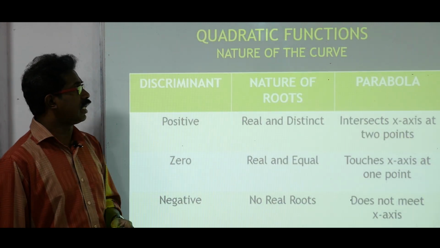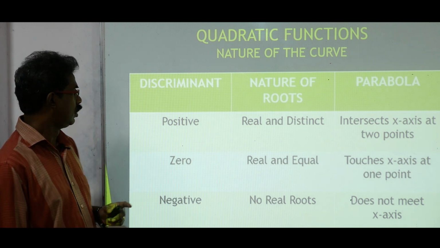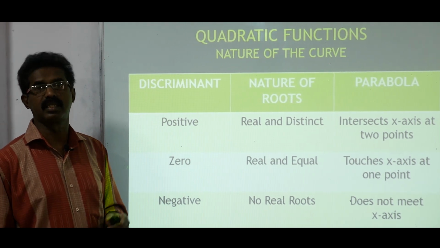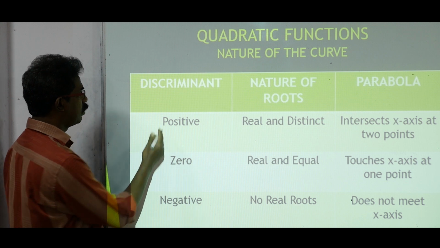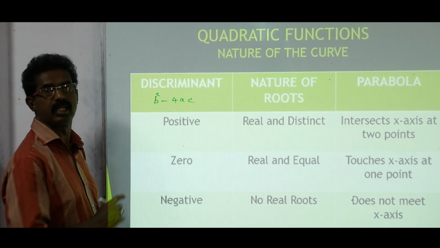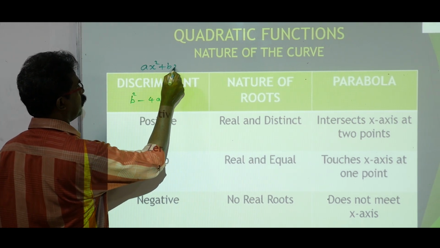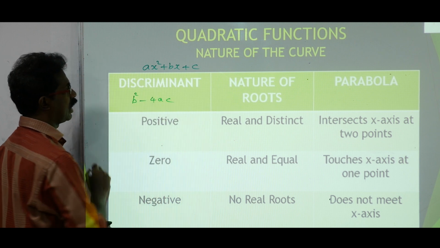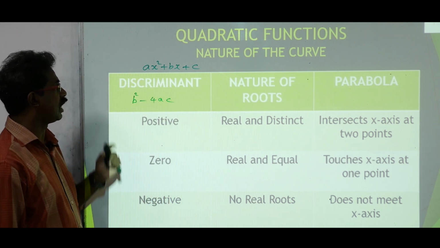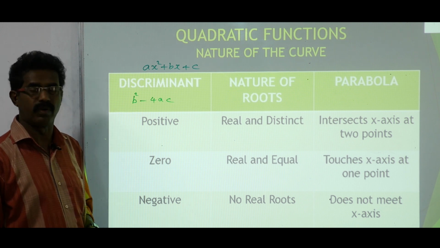Now we see the quadratic function and the nature of the curve. Discriminant, you already studied in the lower classes. What is discriminant? Discriminant is b square minus 4ac. The general quadratic function is f of x equal to ax square plus bx plus c, and the discriminant is b square minus 4ac.